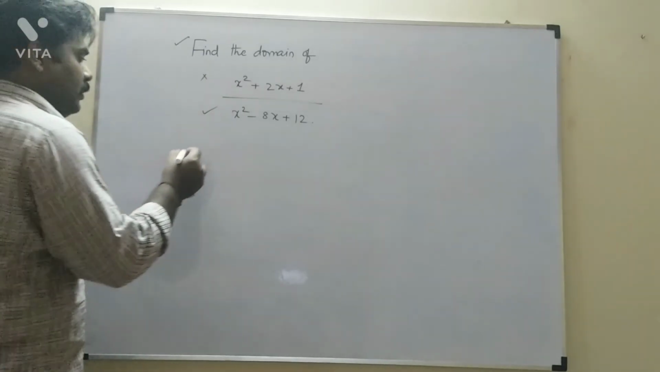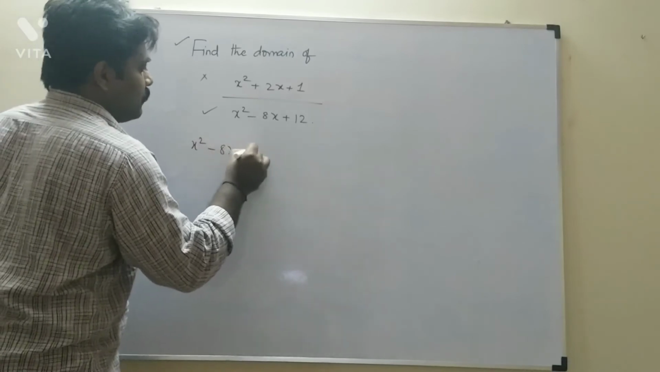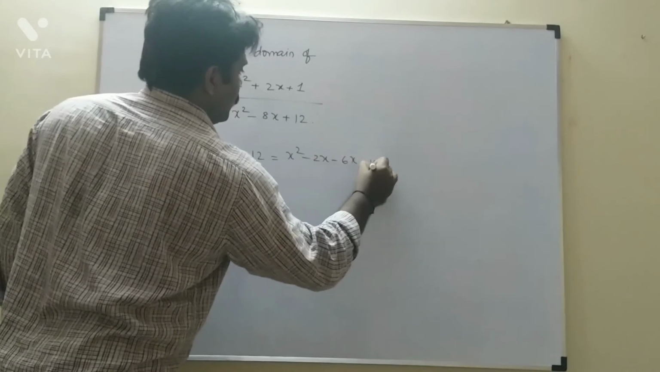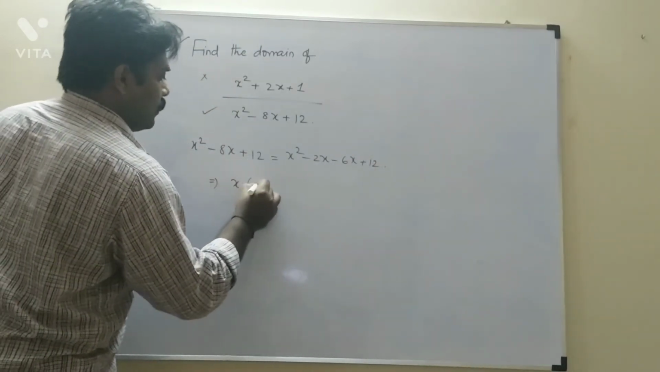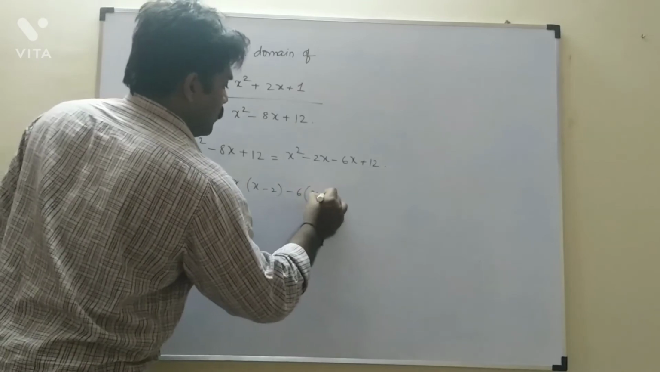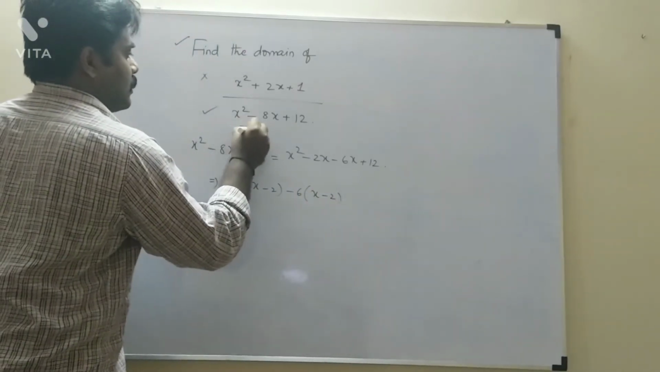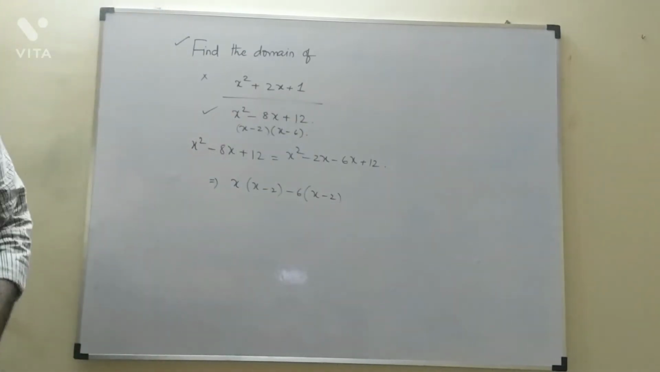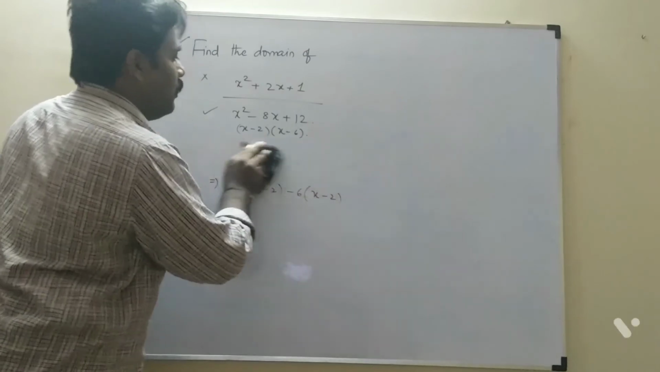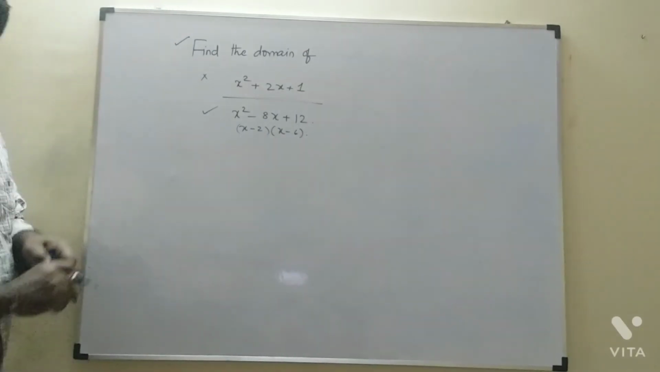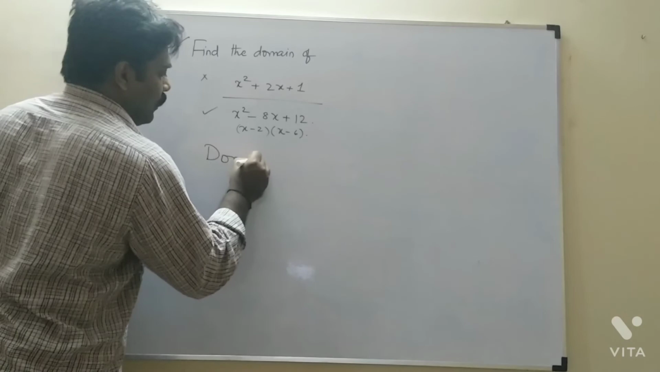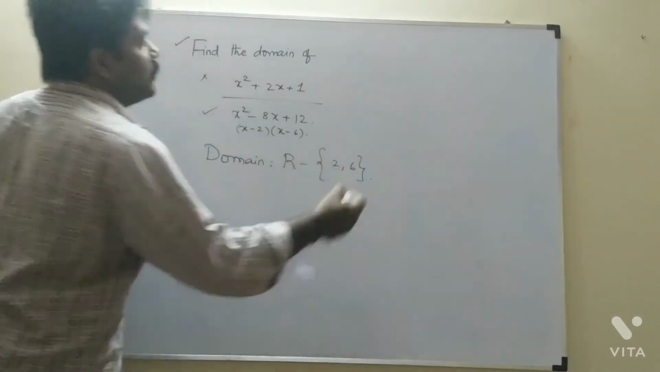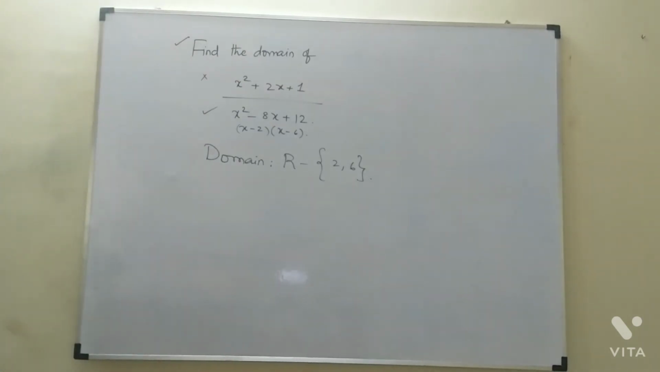So first thing we are going to do is factorize this. This is nothing but x square minus 2x minus 6x plus 12. That I can write as x into x minus 2 minus 6 into x minus 2. So this is nothing but x minus 2 into x minus 6. So what would be my domain? My domain will be any real value except 2 and 6. It's a very, very easy problem.